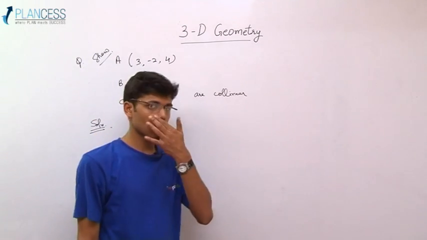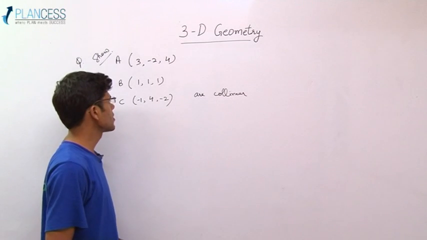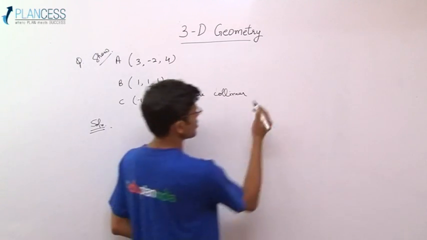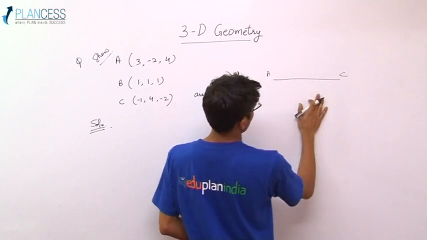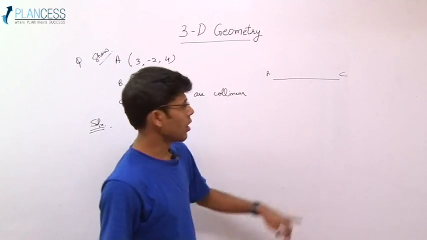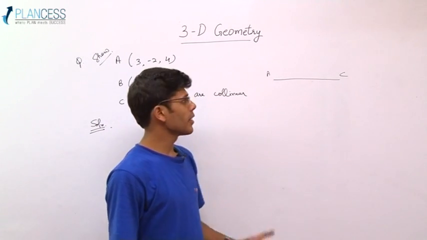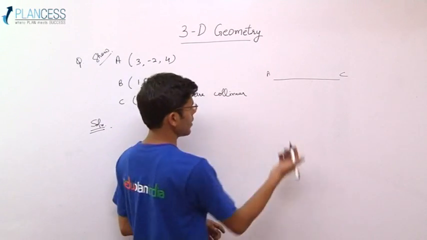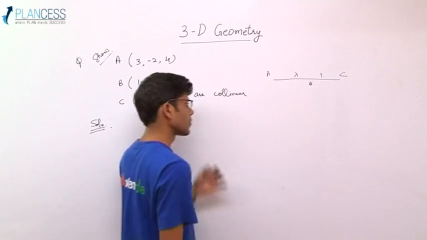So there are many ways to show this. I'll use the section formula to show that these 3 points are collinear. So say we have 2 points A and C. If B lies on the line joining A and C, that is A, B and C are collinear, then B will divide the line AC in some ratio, say lambda is to 1.